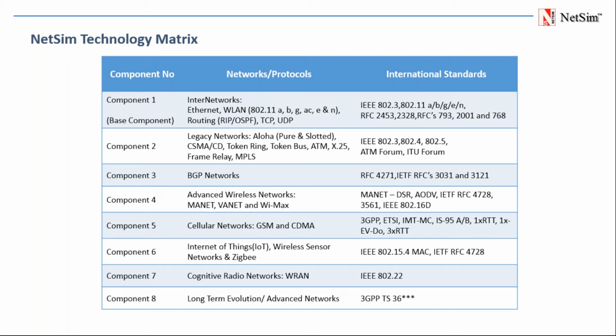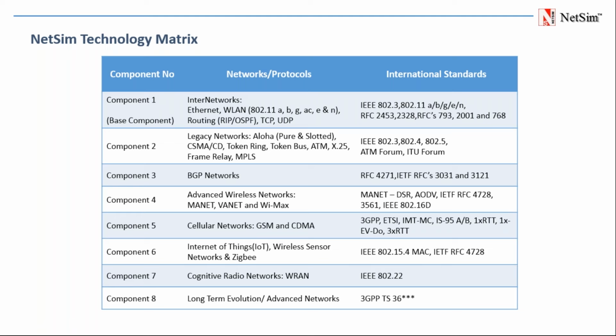Now, Netsim technology metrics. So Netsim is divided into modules or components. In standard versions, the user can make a selective choice while using Netsim. So this is a list of the content of each component and the corresponding IEEE and IETF standards referred to during implementation. For illustration, component 1 consists of protocols implemented in WAN, LAN, wireless LAN like Ethernet, IEEE 802.11 a/b/g/n, AC, and component 1 is the base component.